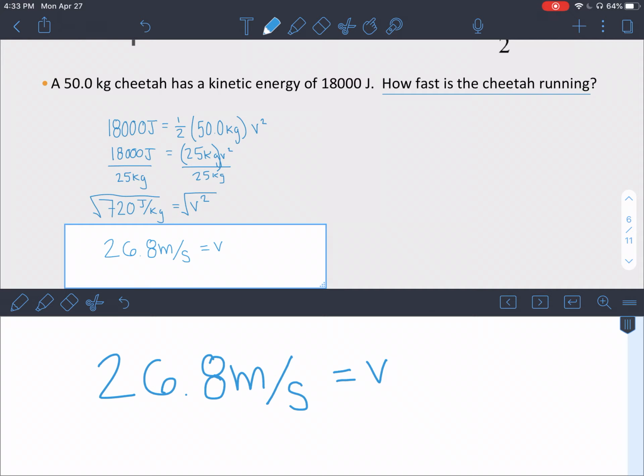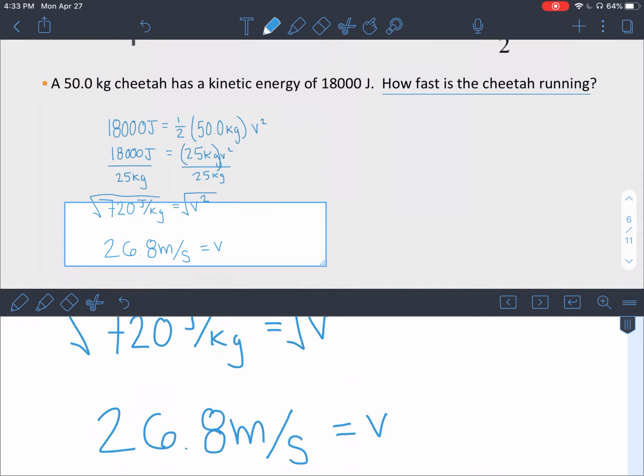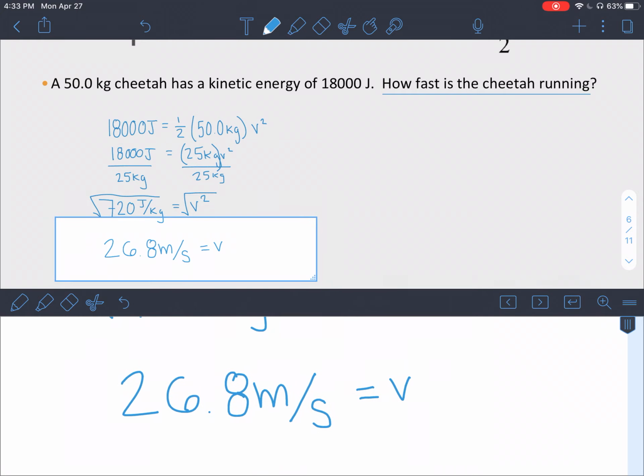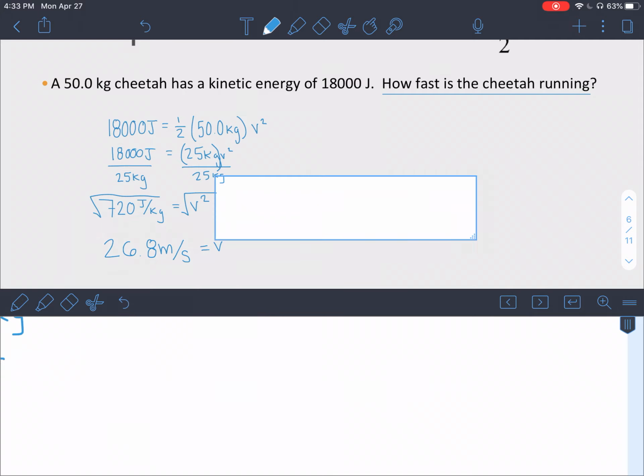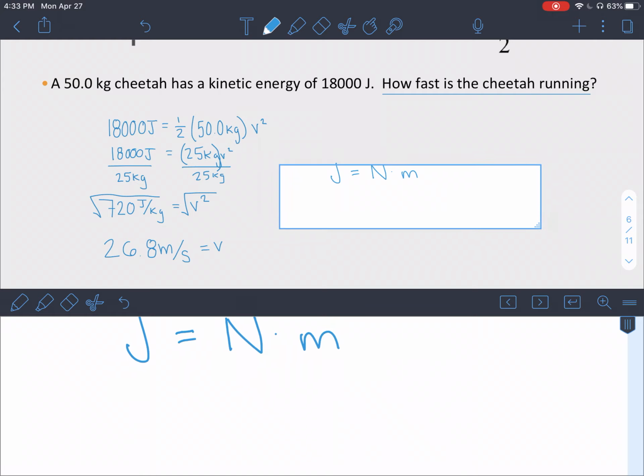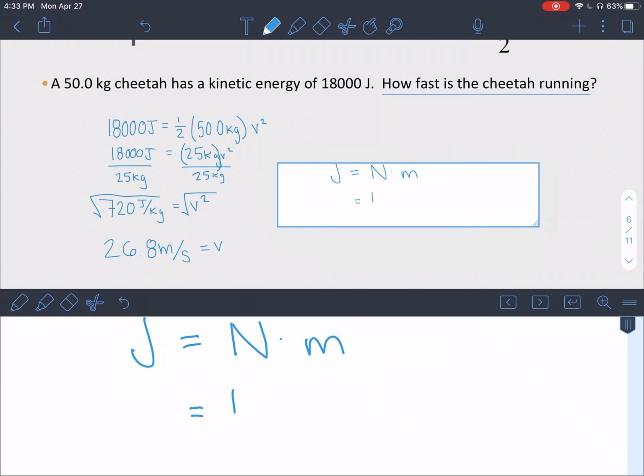Okay, it seems a little weird that we went right from joules per kilogram into meters per second squared. But let's dissect those units a little bit. So remember that a joule is equivalent to a Newton meter, right? And a Newton is kilogram times meters per second squared. And then we still have to bring down that other m, which would be squared.